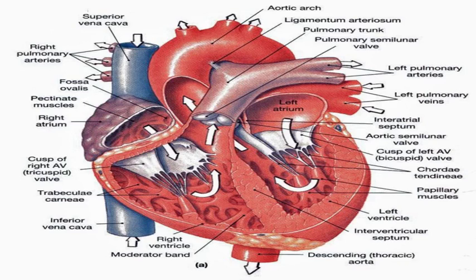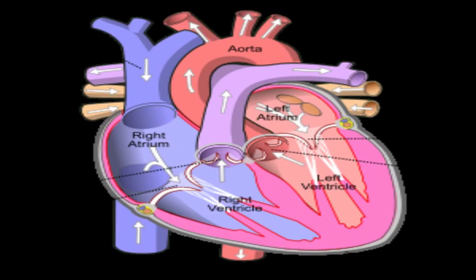Two small openings above the aortic valve carry blood to the heart itself, the left main coronary artery and the right coronary artery. The heart wall is made up of three layers: the inner endocardium, middle myocardium, and outer epicardium. These are surrounded by a double-membraned sac called the pericardium.